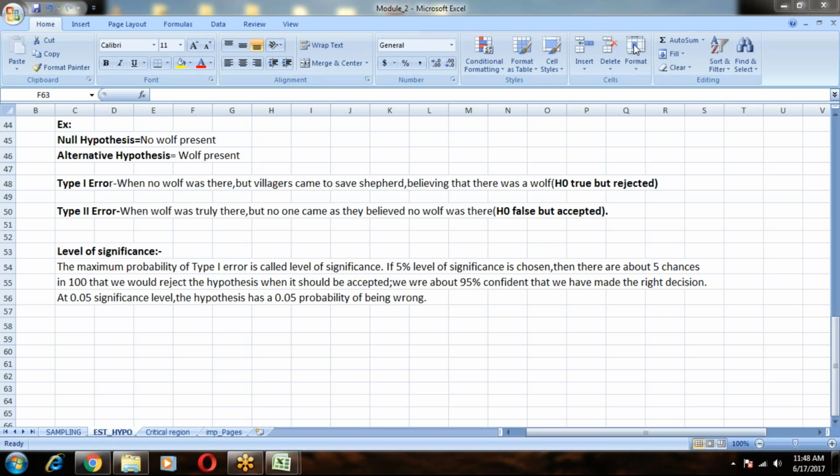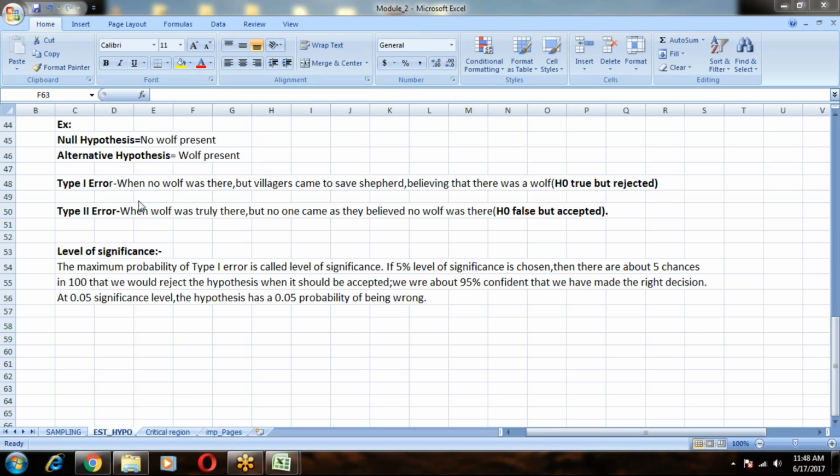Okay, guys. So, have you got the point? Our null hypothesis is no wolf present. In the first situation, when no wolf was there, our null hypothesis was true, but the villagers rejected it, right? So this is the example of type 1 error.